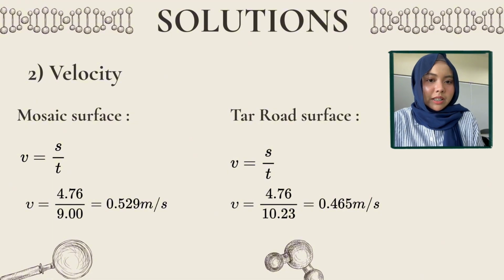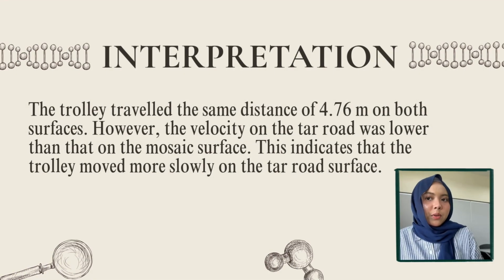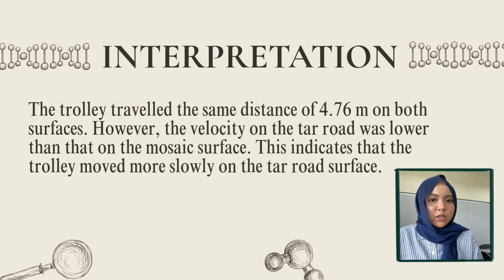0.465 meters per second. So based on the calculation, the trolley travels the same distance of 4.76 meters on both surfaces. However, the velocity on the tar road was lower than that on the mosaic surface. This indicates that the trolley moved more slowly on the tar road surface.